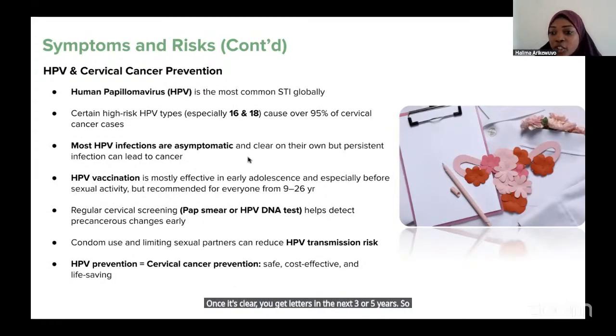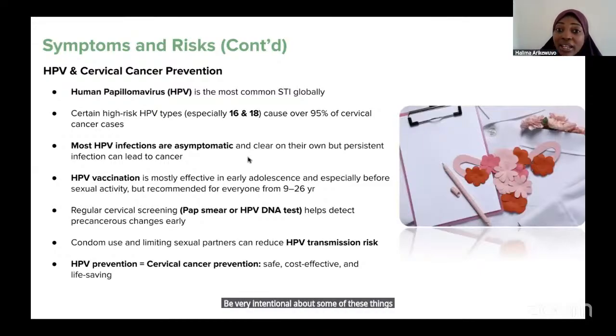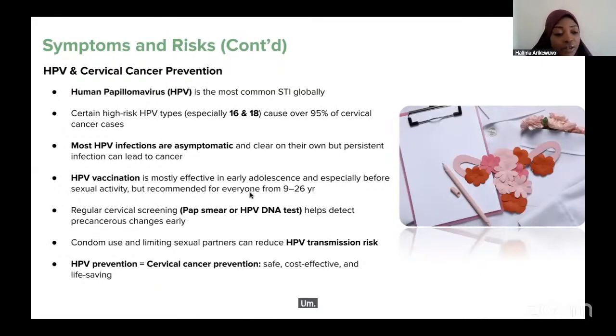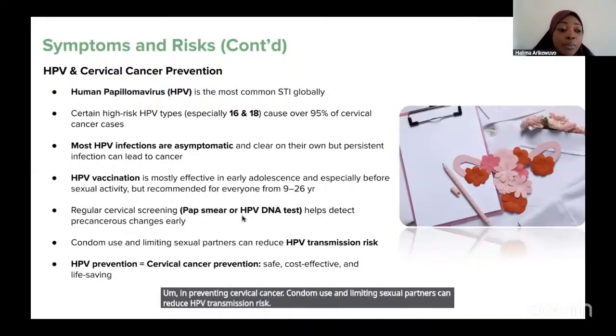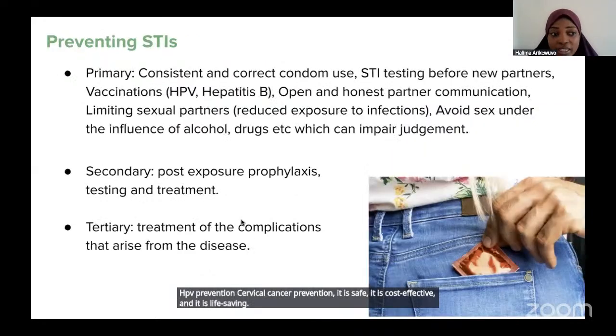So I would encourage us to put it in our diary, be very intentional about some of these things because they are life-saving and they could be very, very helpful in preventing cancers, in preventing cervical cancer. Condom use and limiting sexual partners can reduce HPV transmission risk. HPV prevention, cervical cancer prevention, it is safe, it is cost-effective, and it is life-saving. So all of these things are very important.